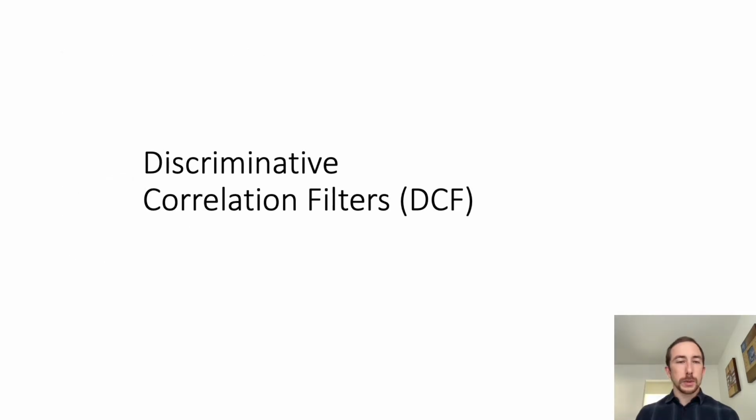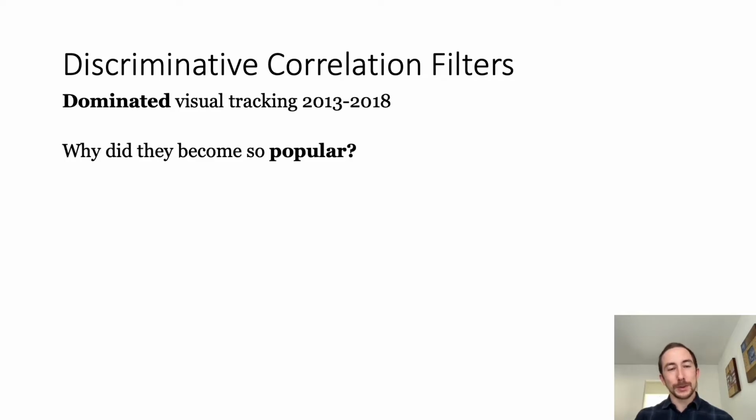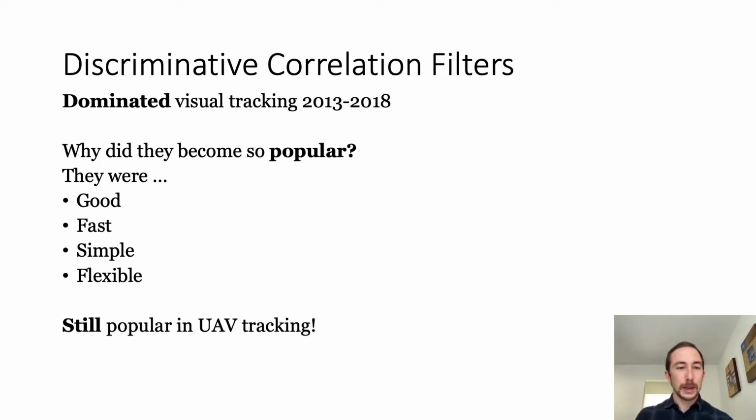So first I will talk about discriminative correlation filters. So for those who don't know, they really dominated the visual tracking field from roughly 2013 to 2018. So the first question is, why did they become so popular? Well, they were good, fast, very simple, and also flexible and easy to build upon. And actually they are still popular in UAV and drone-based tracking today because of these properties.